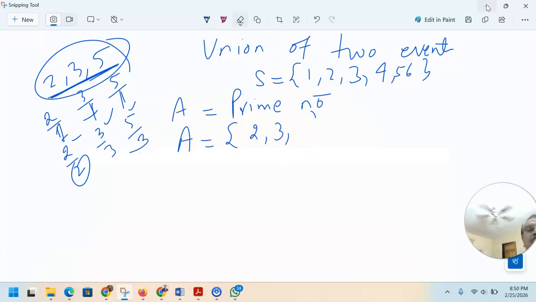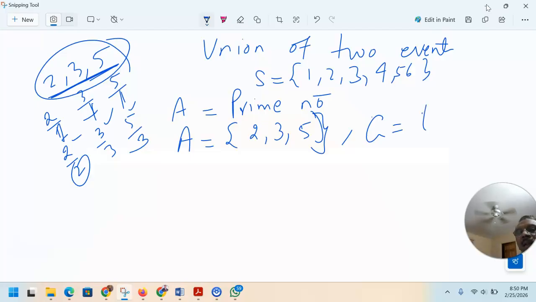If you understand this, you can fast forward also. I'm just trying to show everything. So these are prime numbers, right? I can create another event. Let's write G as another event where the number is less than 3. So what does less than 3 basically mean? 1 and 2, right?